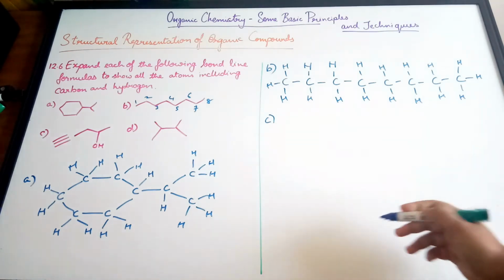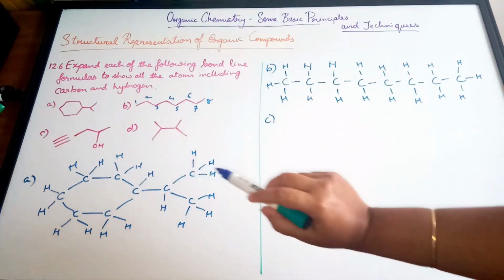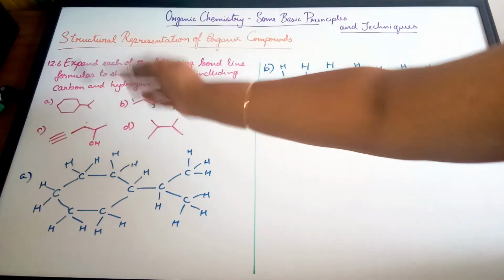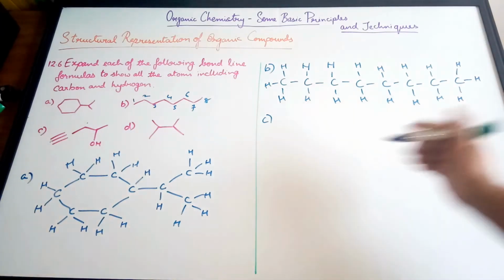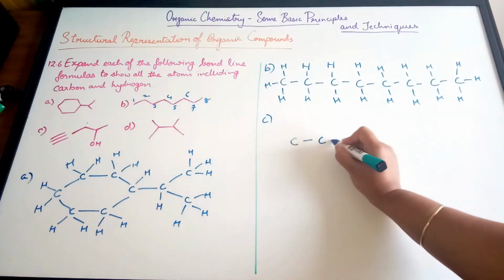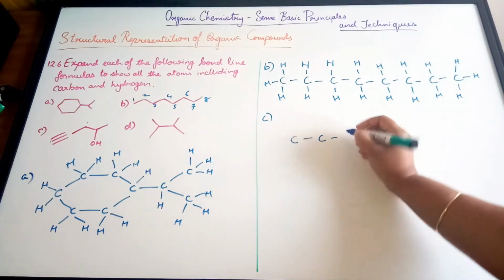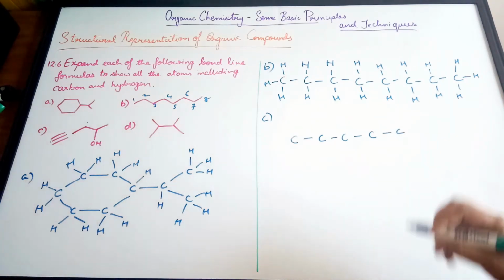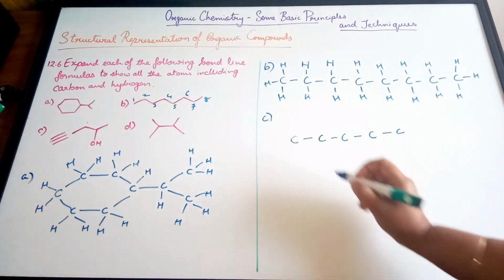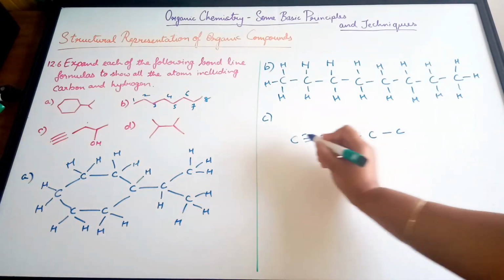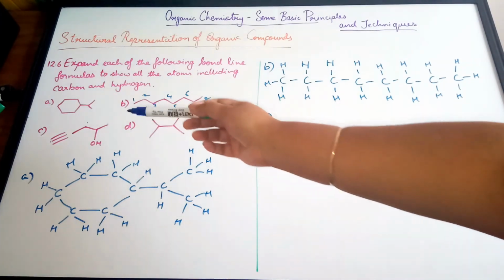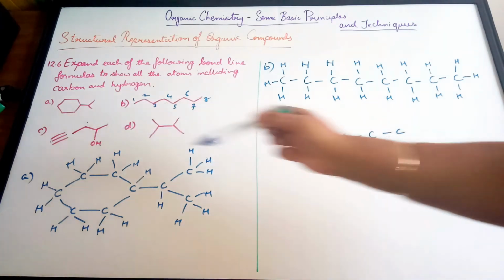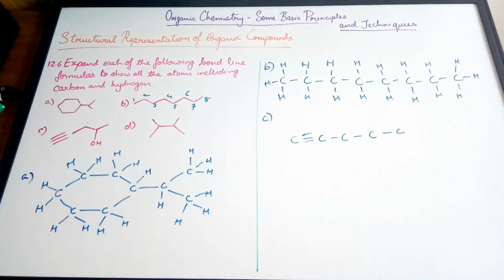triple bond between them. Okay, so first let's draw the main chain. So here you have 1, 2, 3, 4 and 5 atoms of carbon. Okay, now between the first and the second carbon atom you have a triple bond. So let's put that in. Now the first, second, third, fourth. The fourth carbon atom is bound to an OH group.